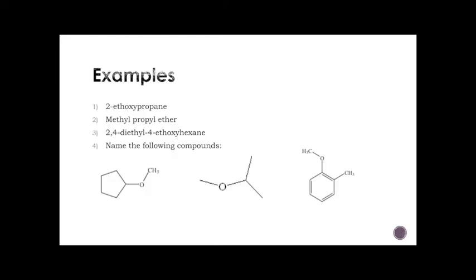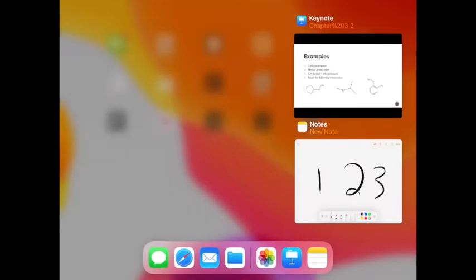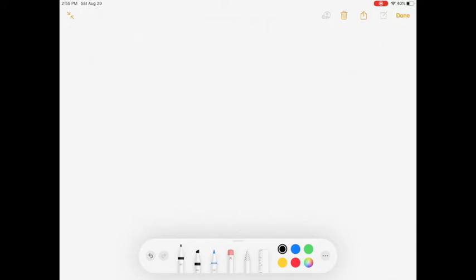Okay, let's do some examples here. I'm going to go to this page so I can draw these out for you. So first we have 2-ethoxypropane. So we're going to have propane, 1, 2, 3. There's propane. And then we have ethoxy, so we have an oxygen with ethane pretty much attached to it. So that's what 2-ethoxypropane looks like.